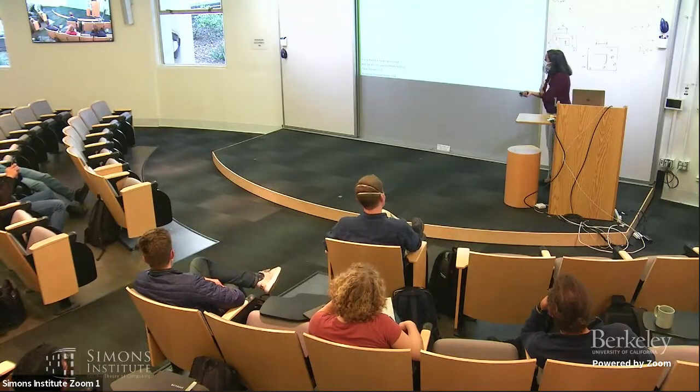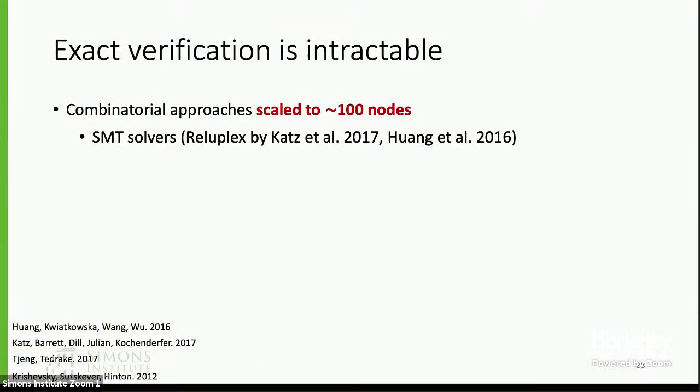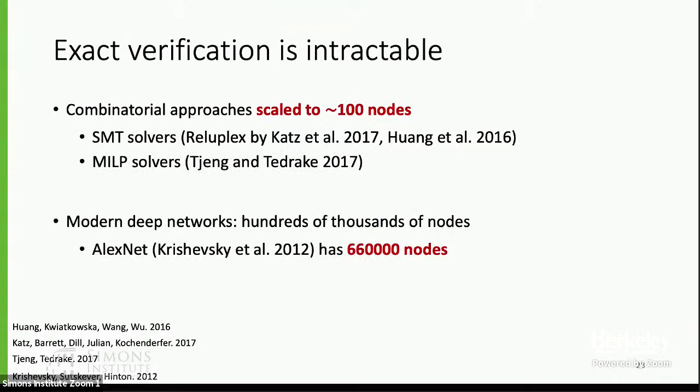Yeah, so I guess we spoke a little bit about this. Exact verification is intractable. At that time, some of the combinatorial approaches, for example using SMT solvers modified for neural networks, only scale to about 100 nodes. You could use mixed integer linear programming as well, and they also didn't scale very well. In contrast, the networks that we care about in practice have hundreds and thousands of nodes. So there was this huge gap between when you could actually compute the worst case attack and what we were trying to use in practice.